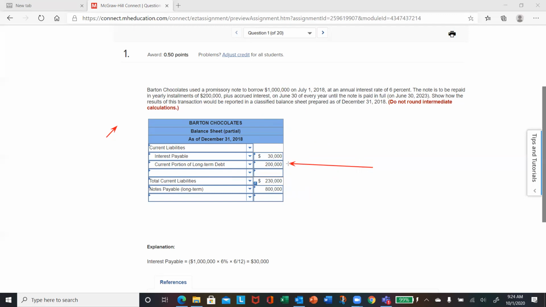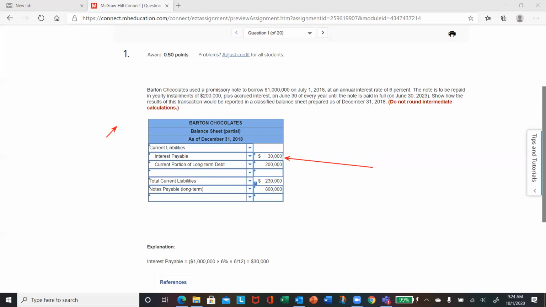Now, in terms of the interest that they would have accrued, and again, that would have been as of December 31st. Remember, it's July 1st through December 31st. Here's your principal times rate times time. So it's $1 million, which was your initial principal, times that 6% annual rate. And then the reason they divide 6 over 12 is because of that 6 months. So again, July through December is 6 months, 6 over 12. That gives you $30,000. They haven't paid it yet, so that would be an accrued interest.